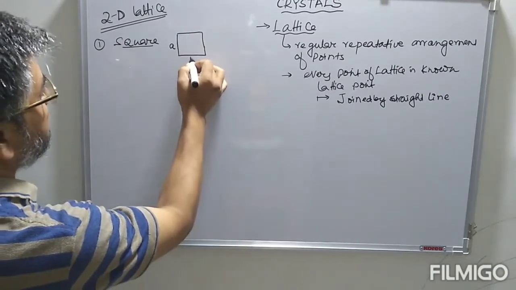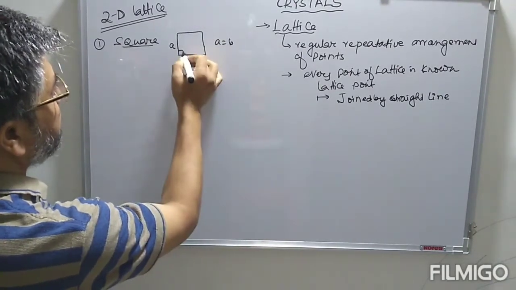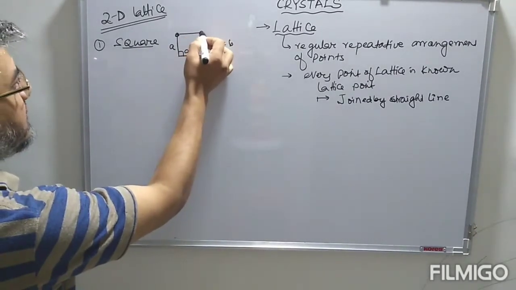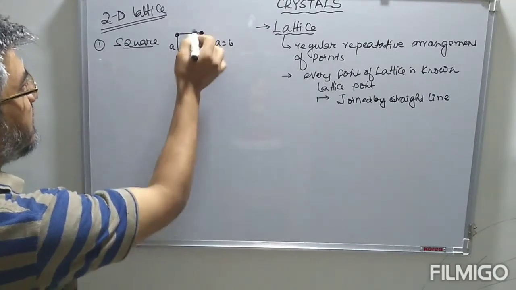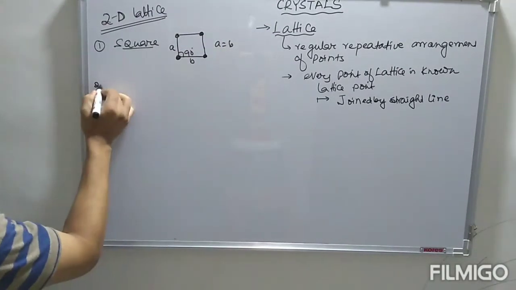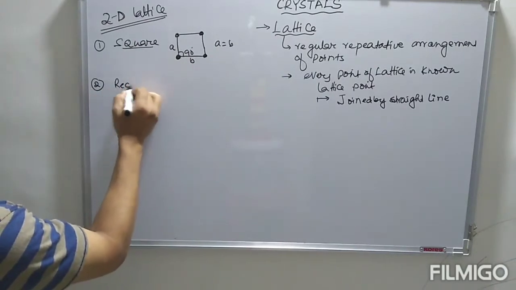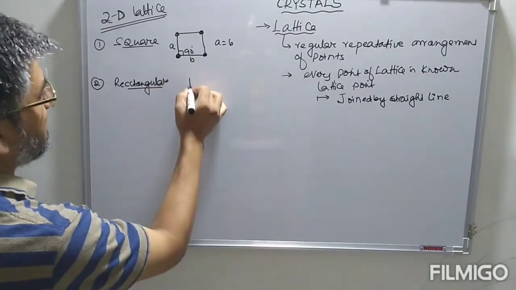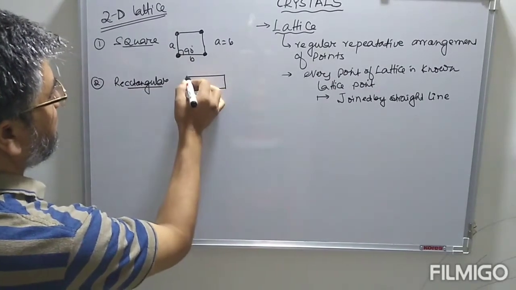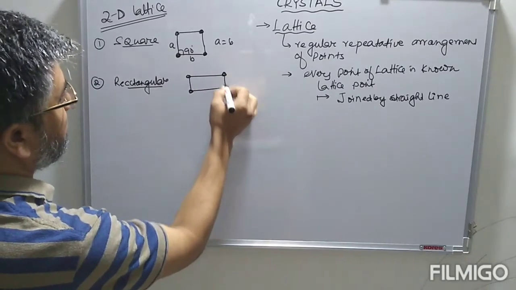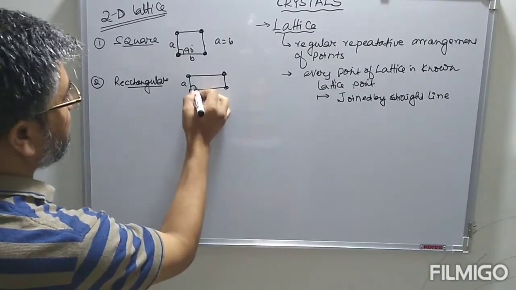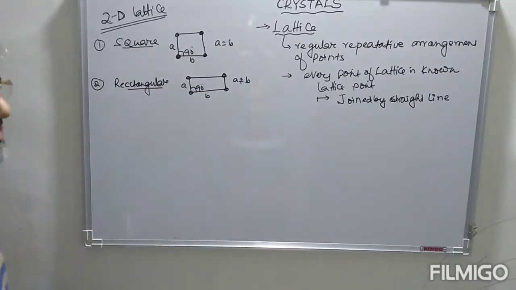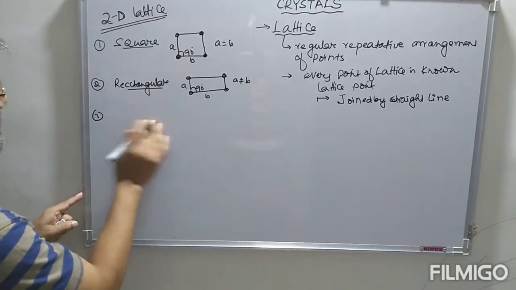Let's suppose this is A, this is B, then A is equal to B, and this angle is equal to 90 degrees. So we have a lattice point here, lattice point, lattice point. So this is a lattice. Second is the rectangular lattice. This is A, this is B. A is not equal to B, but the angle is 90 degrees.